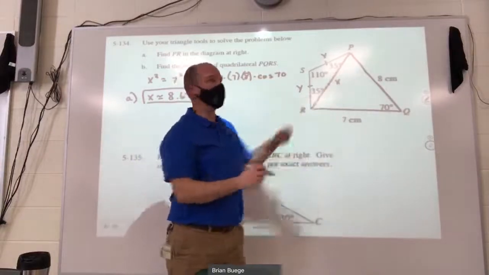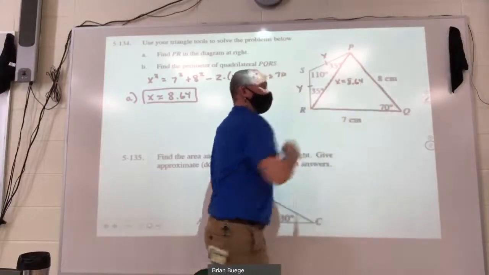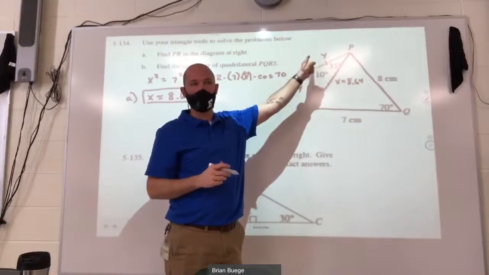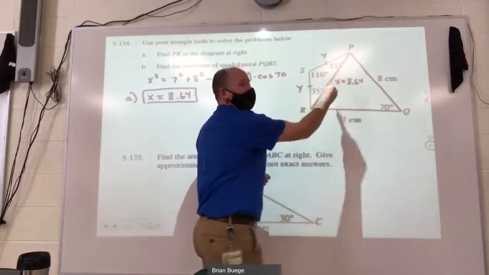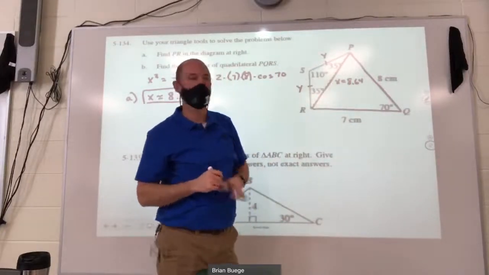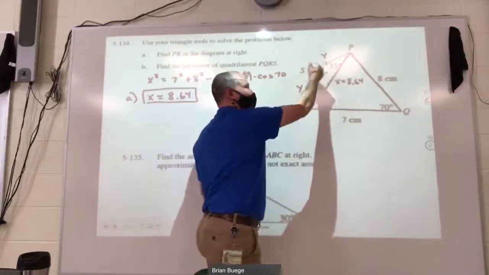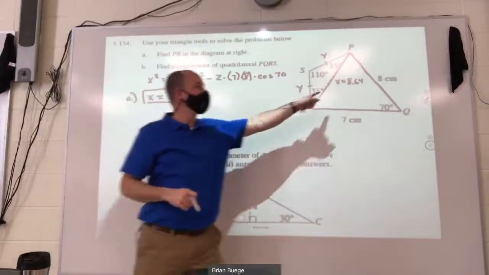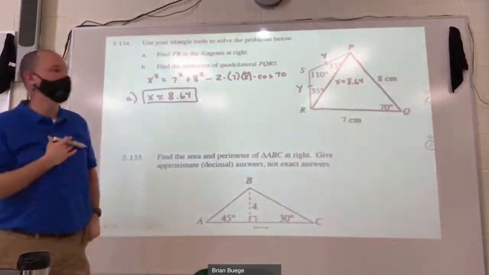Now that you know this side length right here is approximately 8.64, you could use law of sines to solve for y. Or, theoretically, you could cut this triangle down the middle and just focus on the right triangle and find y that way. So you can either set up a law of sines problem or cut this right down the middle and focus on one of the right triangles, which would cut that 8.64 in half. Personally, I would do a law of sines problem.